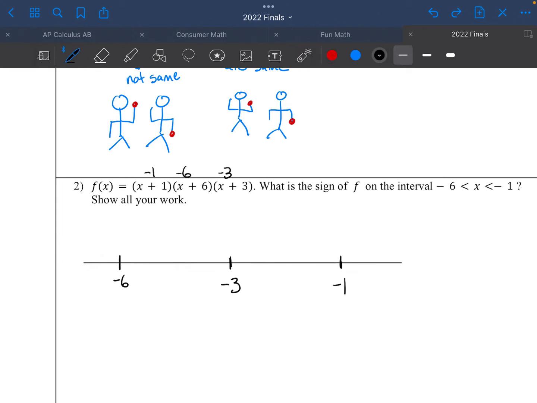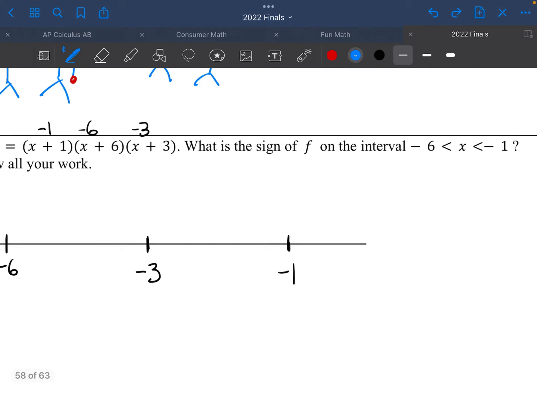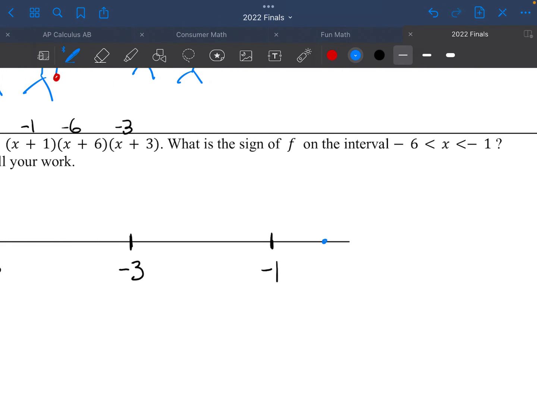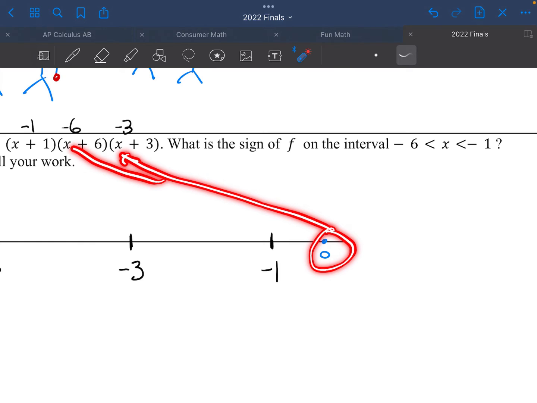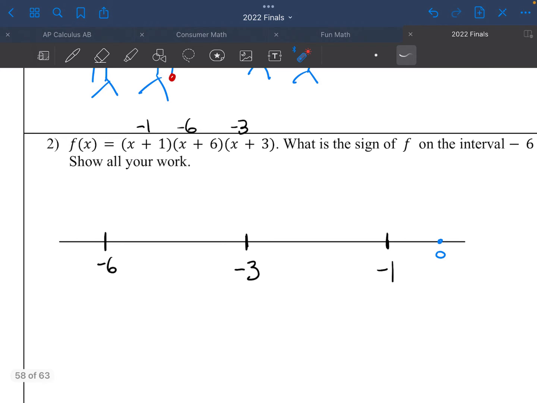So let's go ahead and do test values. I'm going to start as easy as possible. I'm going to start on the right because that's a nice number. I'm going to do a test value of 0. 0 is to the right of -1. And if I plug in this 0 into all of these x's, I can figure out if I'm positive or if I'm negative. So let's do that work.